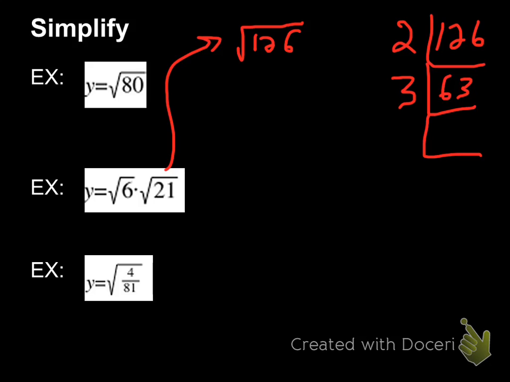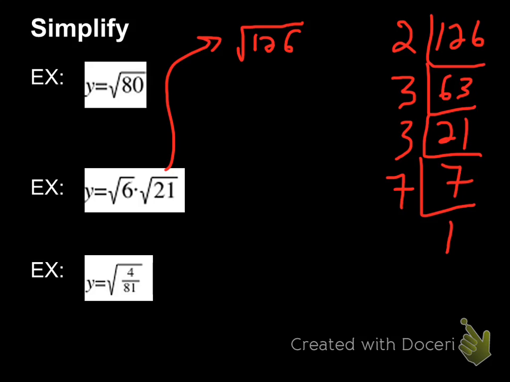So, 63 divided by 3 is 21. What prime number goes into 21? 3 or 7. 21 divided by 3 is 7. Last one, 7. And I'm done at 1, right? Stop at 1. That's pretty easy.